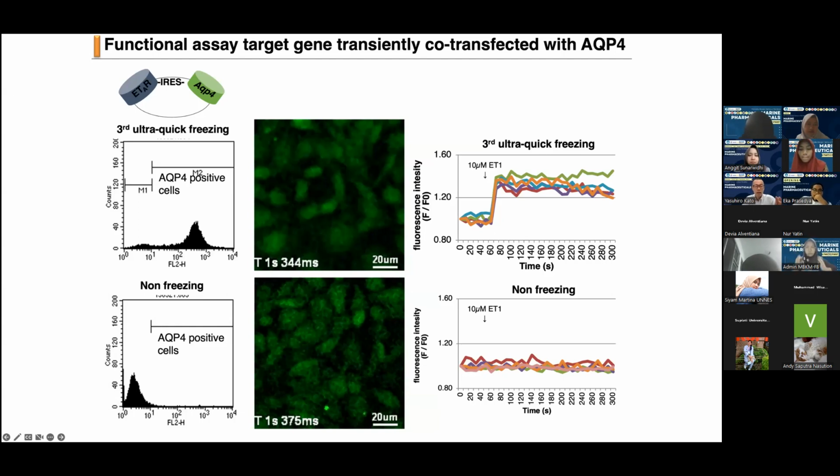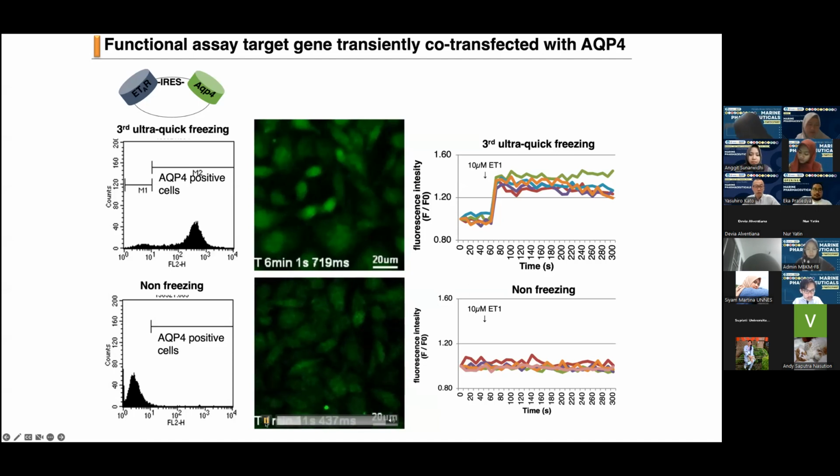Here is the third time of quick freezing and thawing, and the lower panel is the non-freezing cells. So with the plasmid, endothelin receptor combined with AQP4 can survive and also function in calcium signaling imaging. However, in the non-freezing cells, we could not find endothelin receptor with AQP4 combination cells. So very quick freezing is also very useful for selecting AQP4 cells.